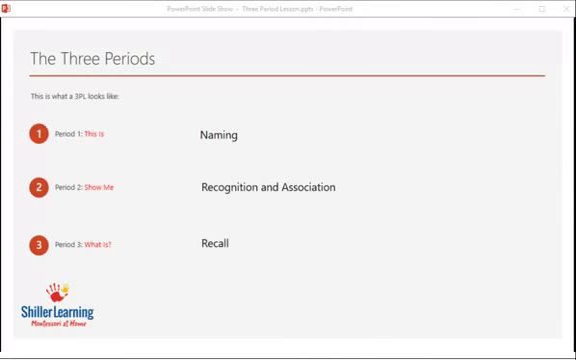So we have period one. This is the naming period. That's what Montessori calls it. Hand the child a hexagon and say, this is a hexagon. Now, let the student explore without any prompting, without any what I call mansplaining.